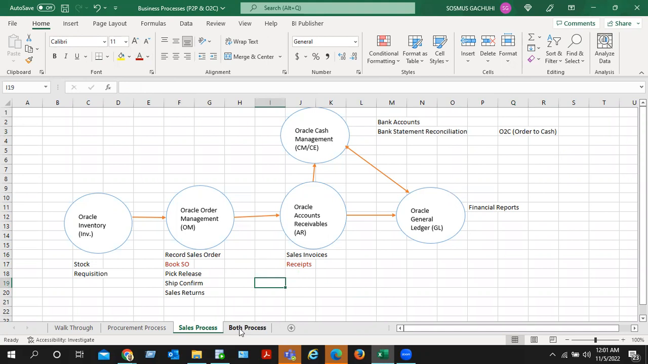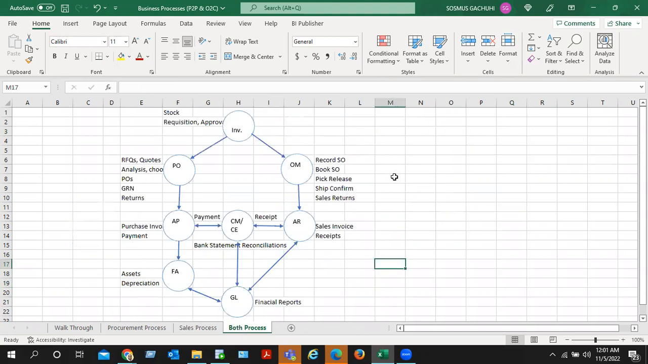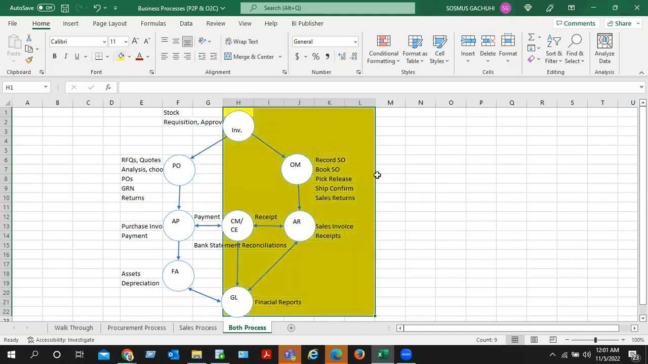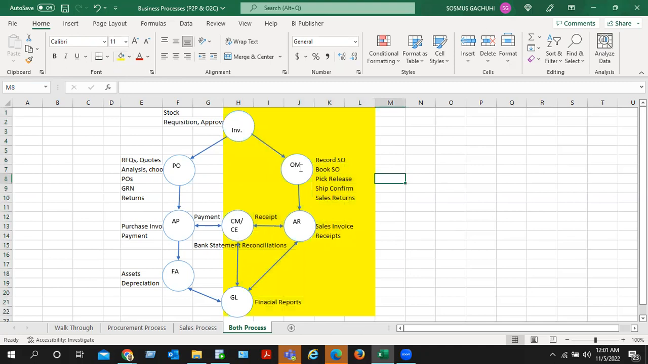With that, I've gone ahead and brought the two processes together, and this is how they look. From here, we have the inventory. The inventory is serving both sides: this is the process of purchasing on the left side, and we have the process of selling on the right side. If you cut it like that, you can see we have the inventory, whereby stock is maintained and requisitions are done.